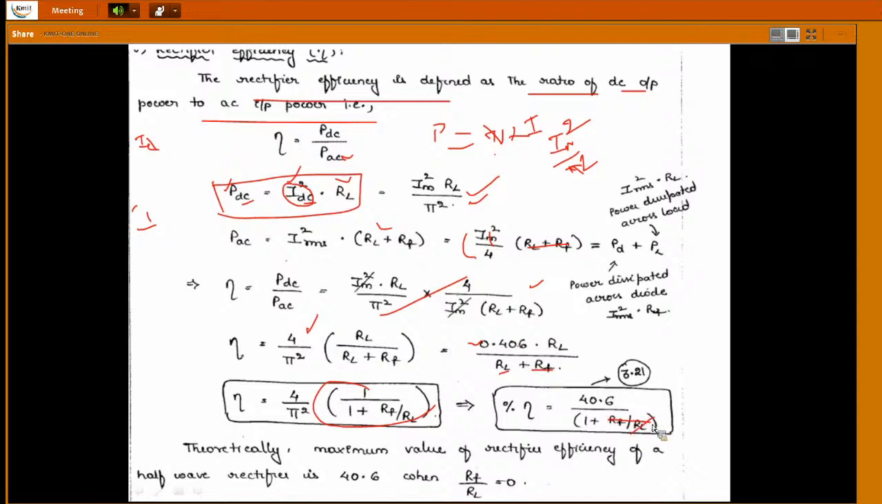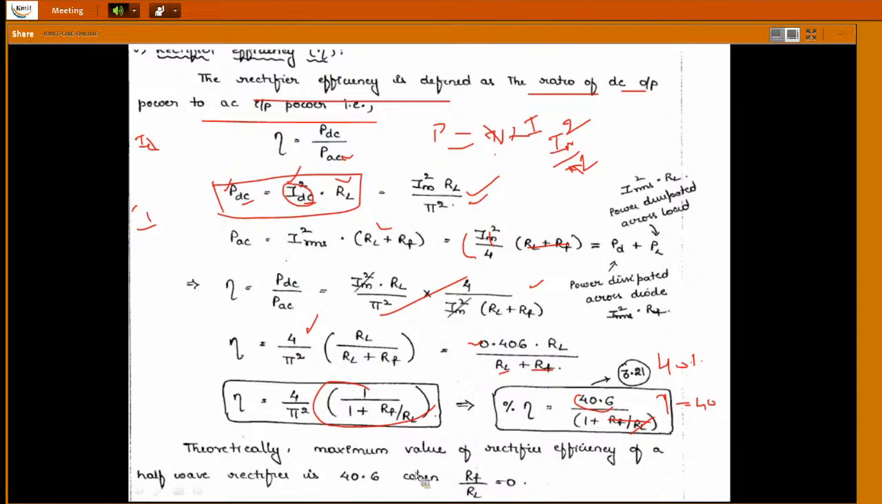So that this factor is very small. Now the efficiency is becoming 40.6. What is happening? The half wave rectifier efficiency is very, very small. Already we discussed, maximum power cannot be transferred in a half wave rectifier. The efficiency is also very, very poor. Only 40% efficiency is there for the half wave rectifier. That's why in practical applications, we are not going to use this half wave rectifier.